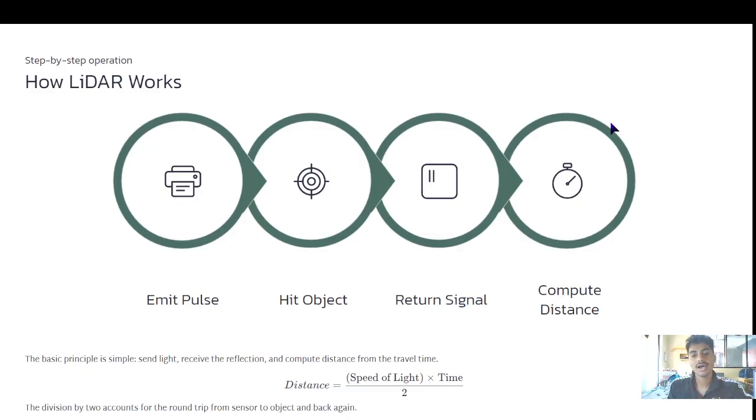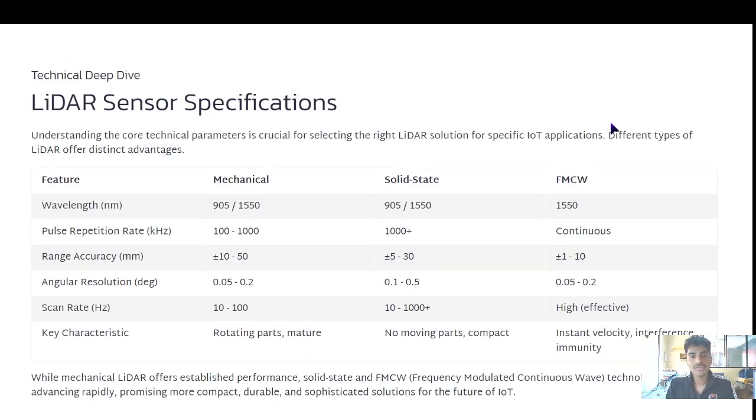This process happens thousands to millions of times per second, creating a detailed map, which helps LDR to have very specific information about the particular object it has targeted, to calculate the particular distance. So this is how the core of the LDR works.